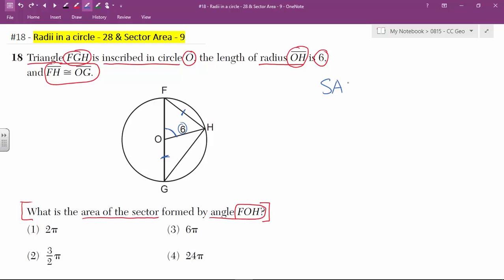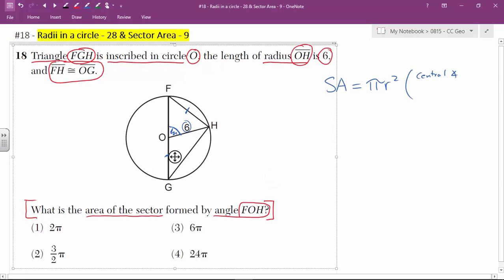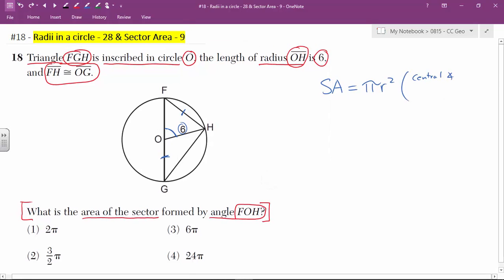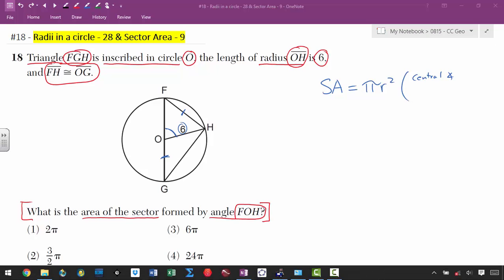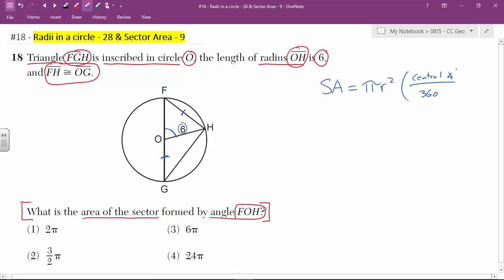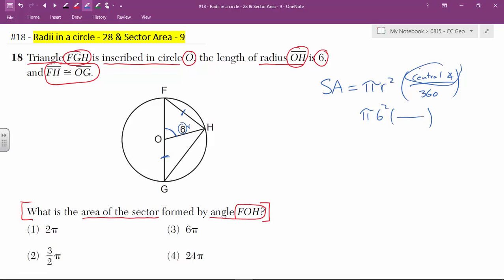Okay, so I know sector area is equal to the area of a circle, pi r squared, times the central angle, that thing right there that they're asking us to find, divided by 360. So they give us the radius. That was kind. So we have pi and 6 squared. But the real problem is we don't know the central angle, and it doesn't look like they told us anything about it. So there must be some other big idea going on.